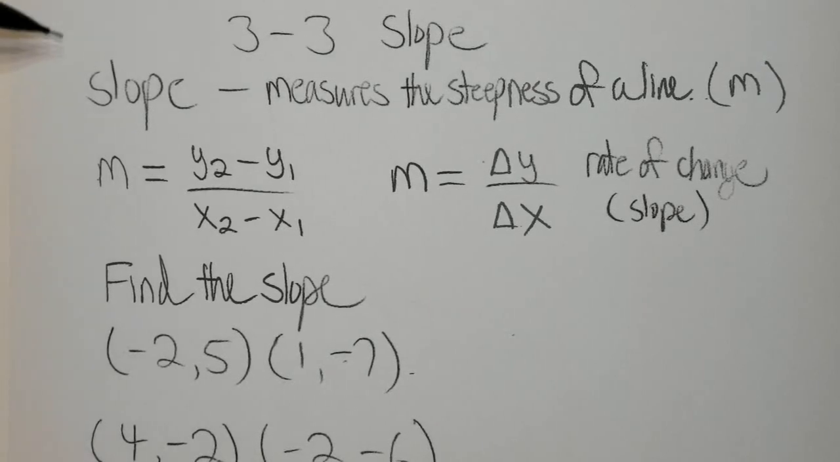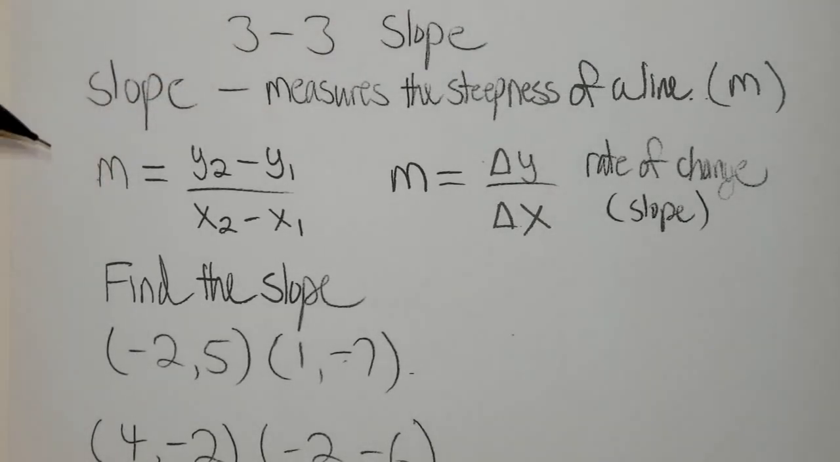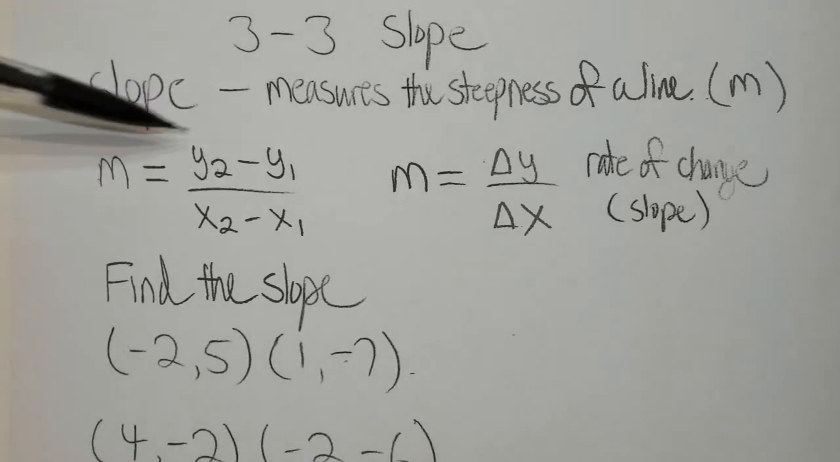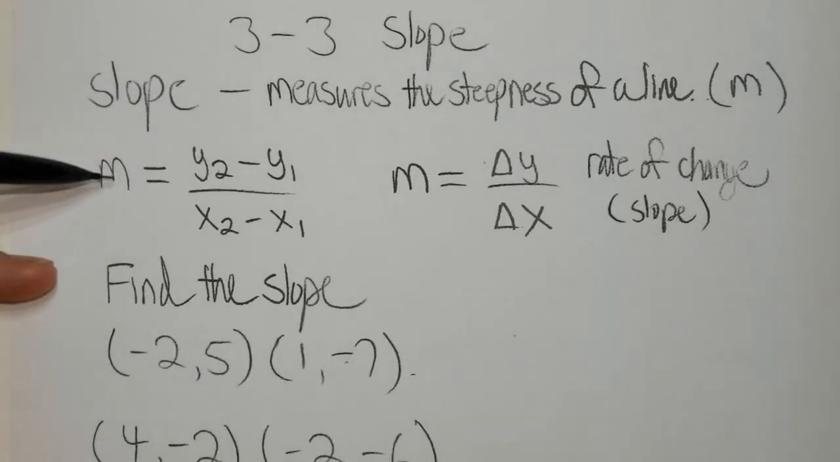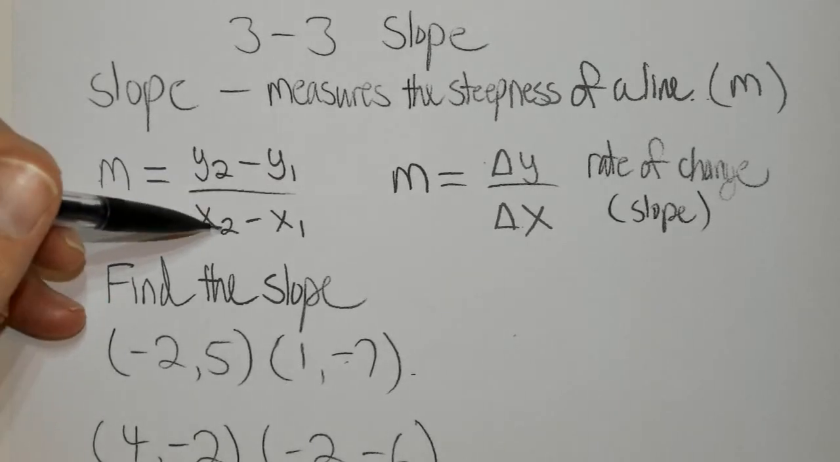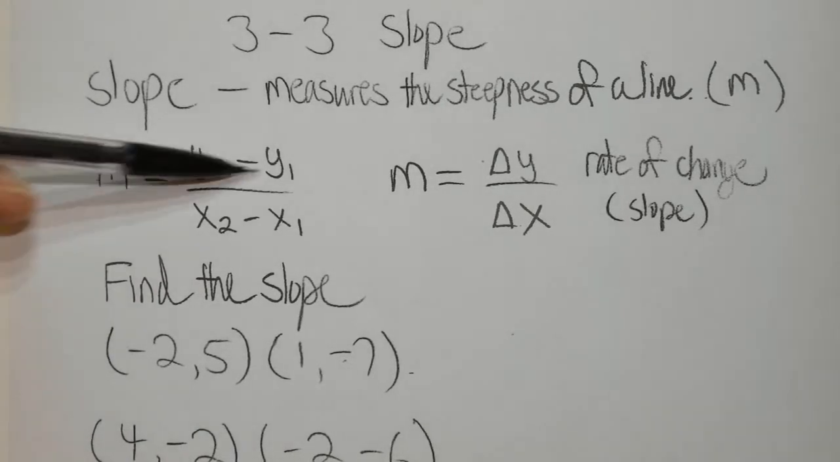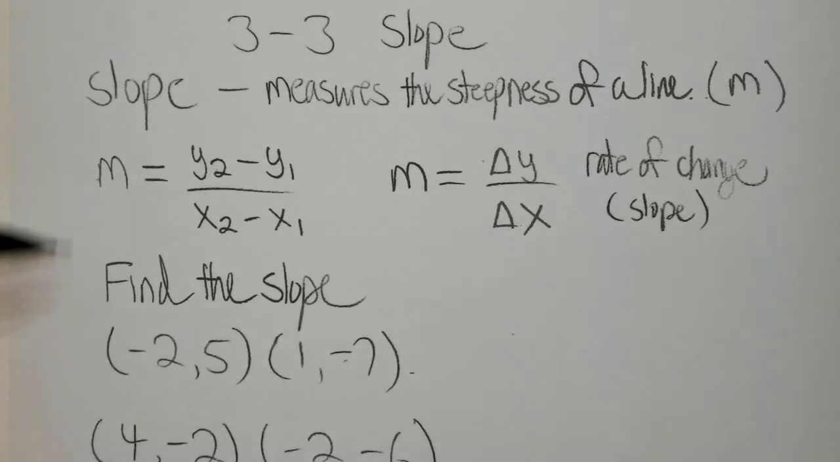Okay, so slope is a number that measures the steepness of a line. All right, and it's denoted by the letter M. And so there are two formulas that we're going to look at for slope. This first one you're probably familiar with from algebra, and it's M equals y2 minus y1 over x2 minus x1. So if you know the coordinates of 2 points that are on the line, then you can take those coordinates and throw them into this formula, and then that would give you the slope of the line.